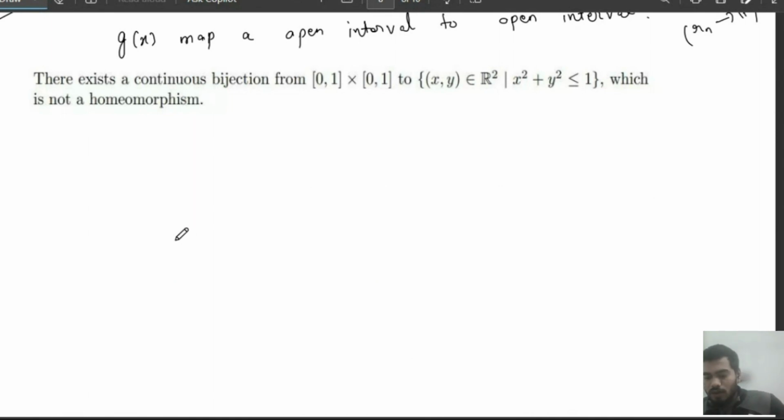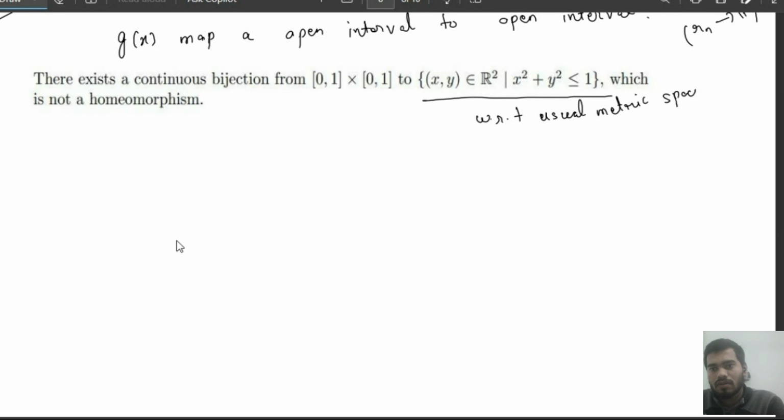Can somebody tell me about homeomorphisms from compact sets to Hausdorff spaces? Is this space with respect to the usual metric? It is a metric space actually, and all metric spaces are Hausdorff spaces, right? Right or not? Yes.